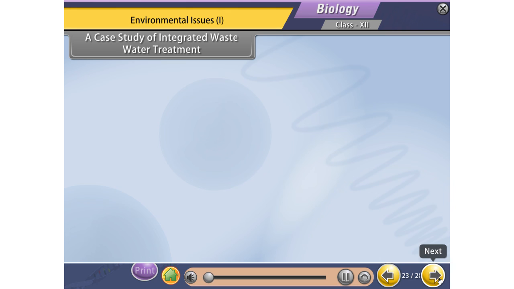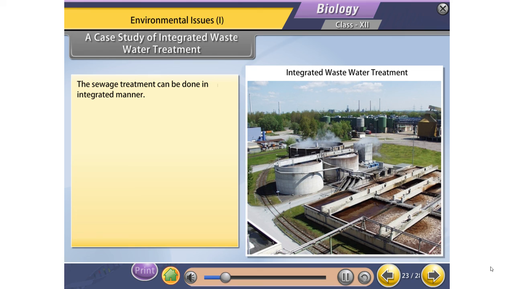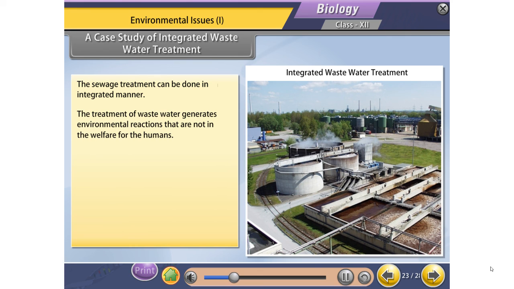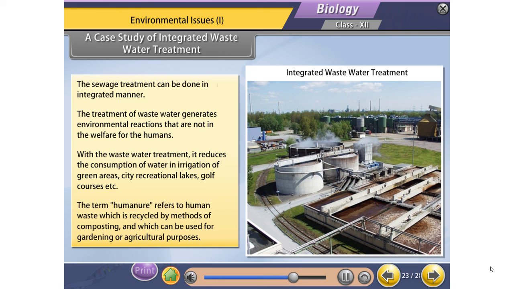A case study of integrated wastewater treatment. The sewage treatment can be done in an integrated manner. The treatment of wastewater generates environmental reactions that are for the welfare of humans. With the wastewater treatment, it reduces the consumption of water in irrigation of green areas, city recreational lakes, golf courses, etc. The term human urine refers to human waste which is recycled by methods of composting and which can be used for gardening or agricultural purposes.